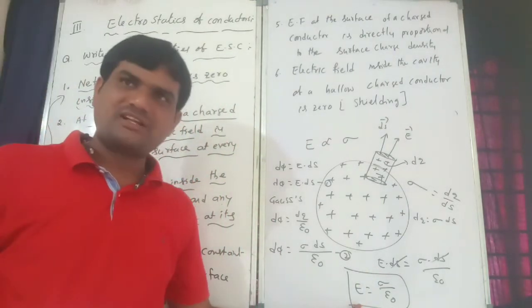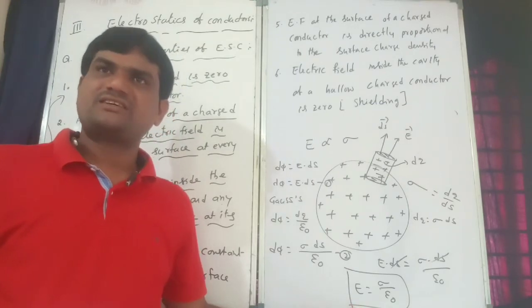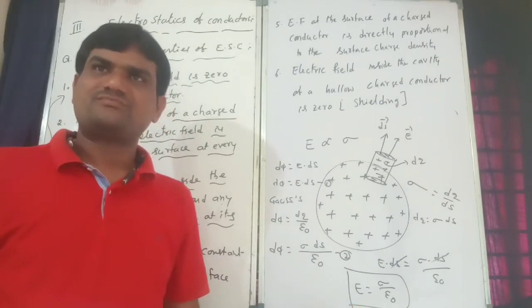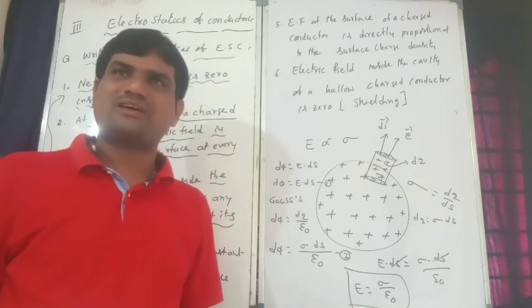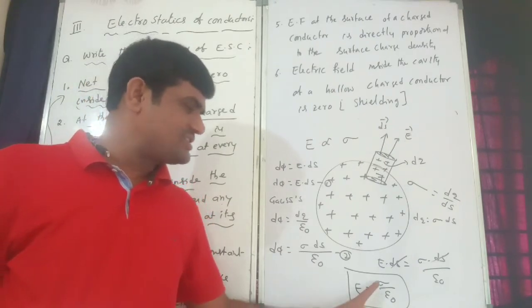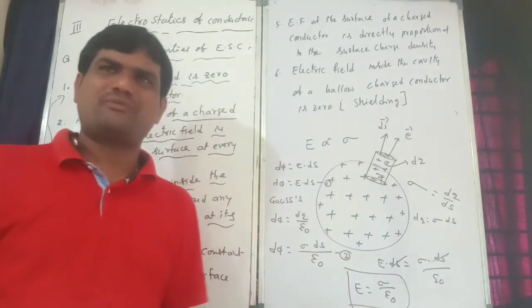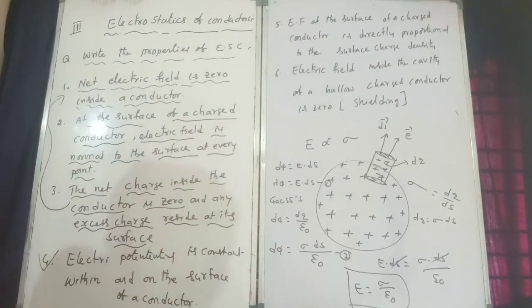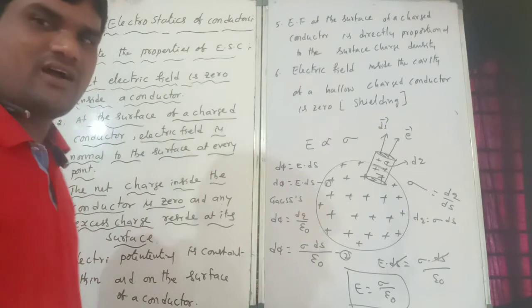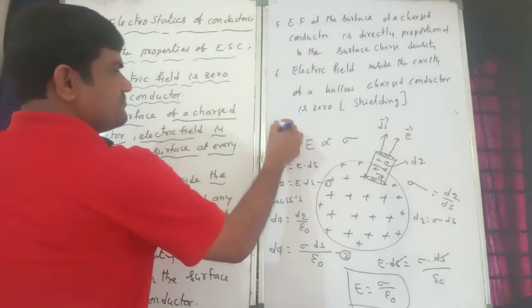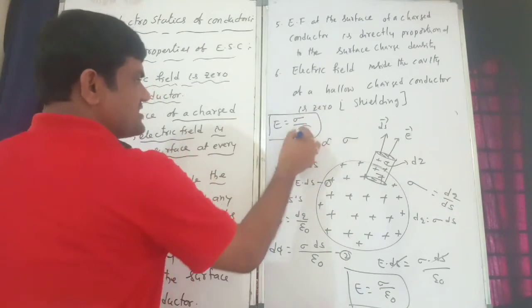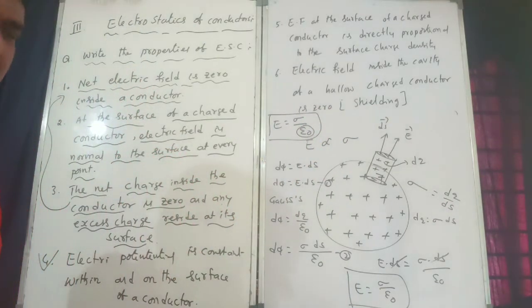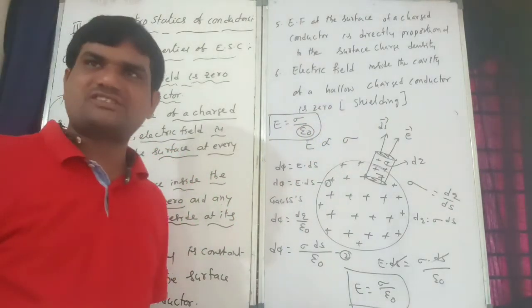In the first chapter also I have given this formula during the plate related problem solving time. Correct? E is equal to sigma by epsilon naught. Very, very important formula. Where epsilon naught is the constant. Epsilon value is constant.